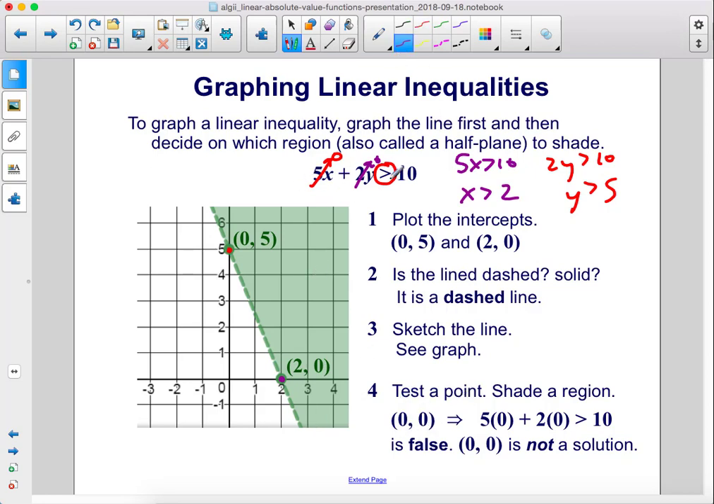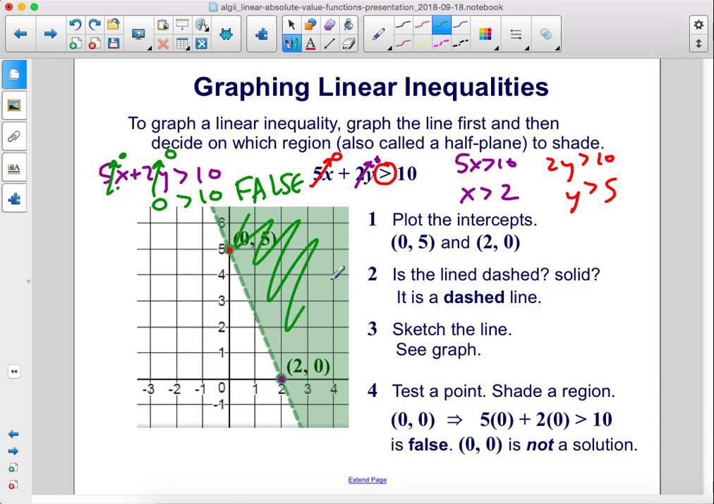So I'm going to rewrite this. We have 5x plus 2y is greater than 10. So in order to test the origin, because the origin is not on the line, so this is a good point to use, x is 0, y is 0. Is 0 greater than 10? This is false. Therefore, the origin's not included, and we shade in the portion on the other side of the line.